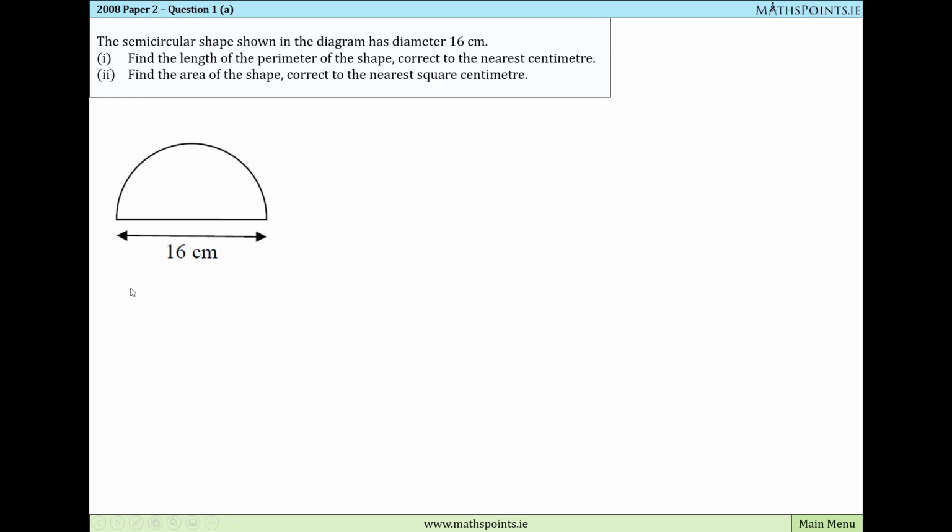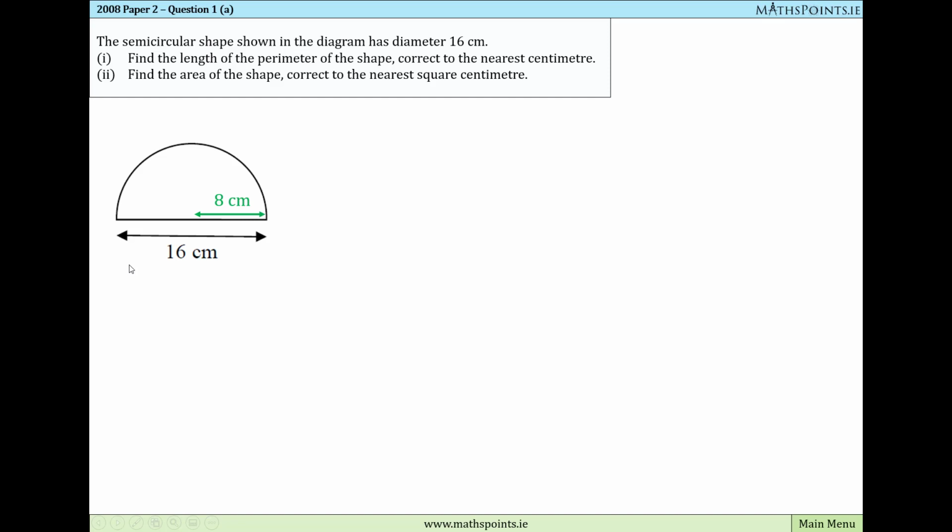Anytime you have a question about a circle or a semicircle and you're given the diameter, the first thing you should always do is divide that diameter by 2 and work with the radius, because nearly all the formulas that we're going to be working with involve radiuses rather than diameters.